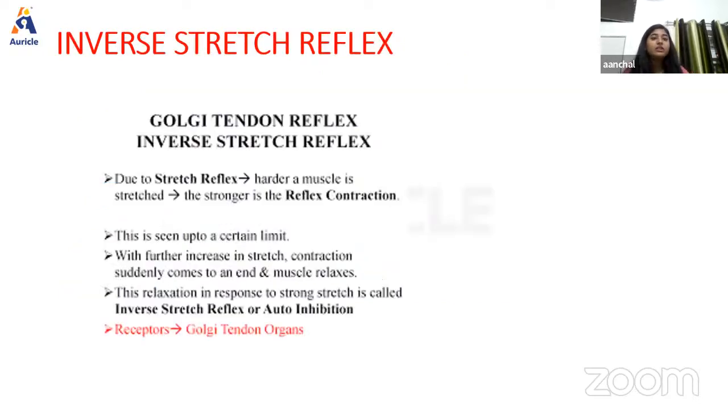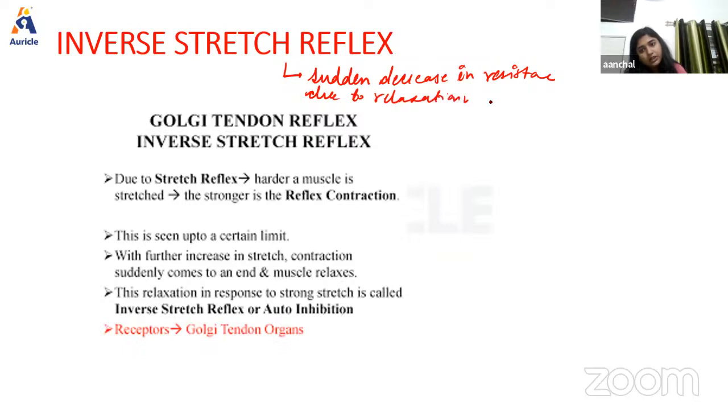Now, next we have the inverse stretch reflex. Okay, so the inverse stretch reflex is basically a sudden decrease in resistance due to relaxation instead of contraction, when the muscle is stretched excessively. So we can call the inverse stretch reflex a sudden decrease in resistance due to relaxation.